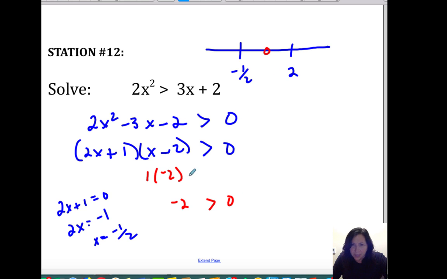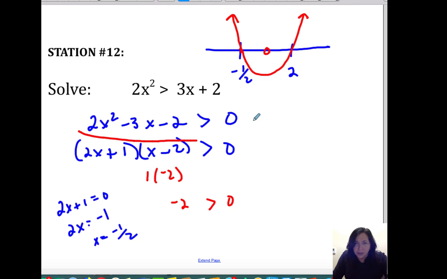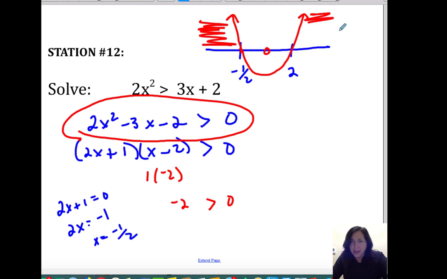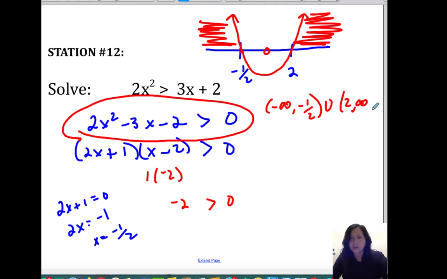So it's not greater up here. It's not greater than 0, so therefore it's below 0. And I don't have any multiplicity, so there's nothing bouncing off of that. So the question from the very beginning is, where is my graph greater than 0? It's greater than 0 here, and it's greater than 0 here. That's negative infinity to negative 1/2, and 2 to infinity. And that's your answer.